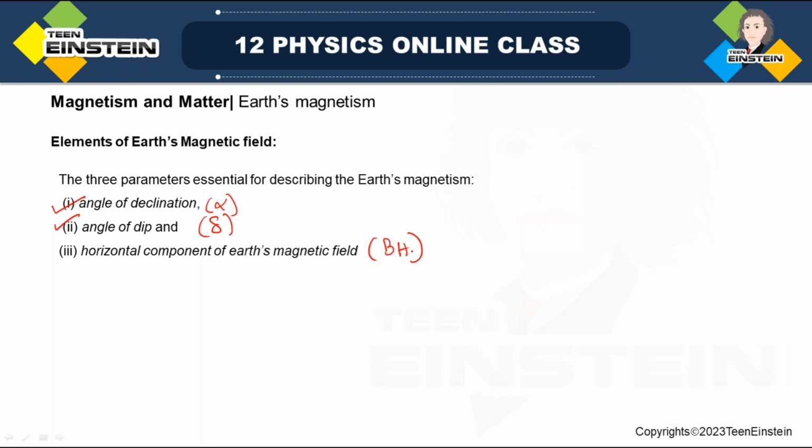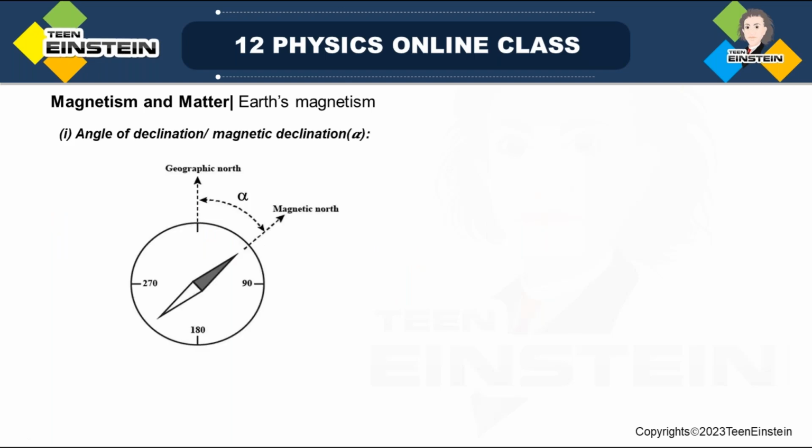I'll first make you learn what these parameters are, like what is angle of declination, what is angle of dip, and how to measure them. And then we'll discuss what is Earth's horizontal component of magnetic field and how it helps us to determine the magnetic field quantitatively at any position of the earth. So first let us learn about angle of declination or magnetic declination.